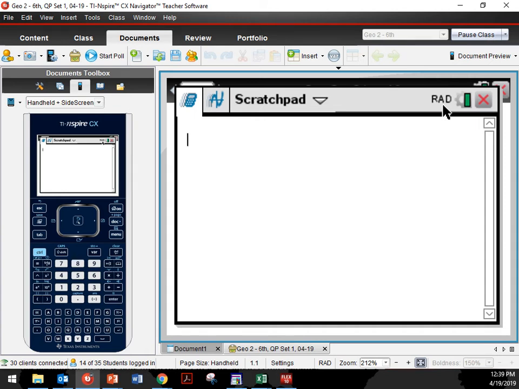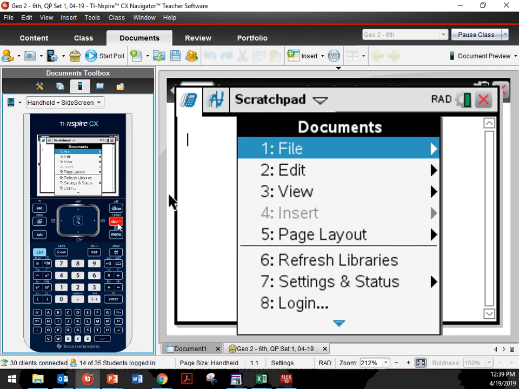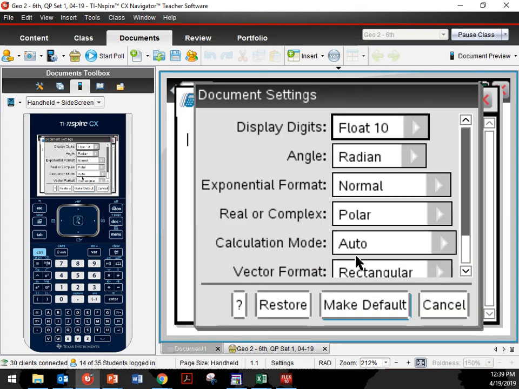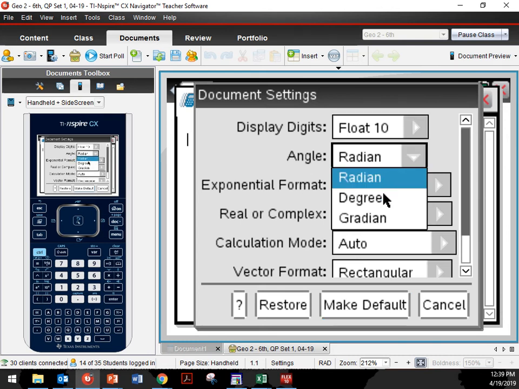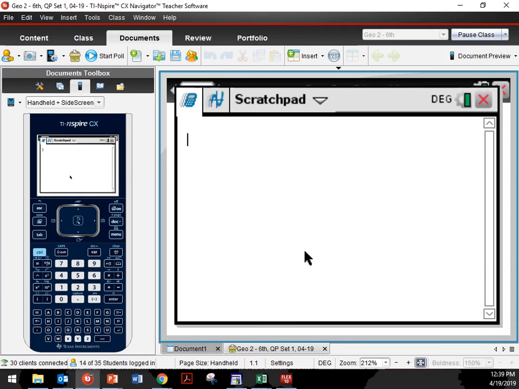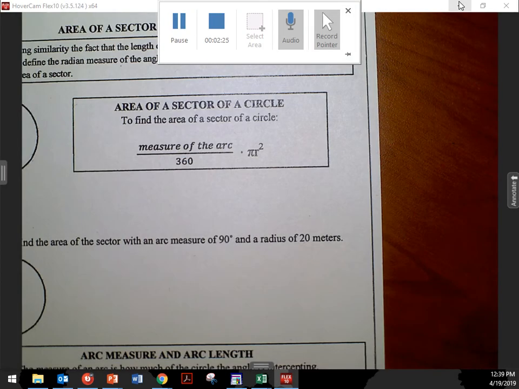Okay, all right, so I'm going to show you guys right now. I'm going to go to document settings. Right here it says angle, so we're going to change this to degree. Make default. Okay. So that should be an easy start there.